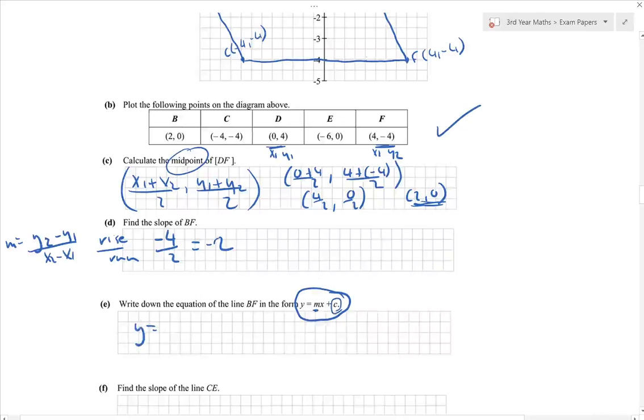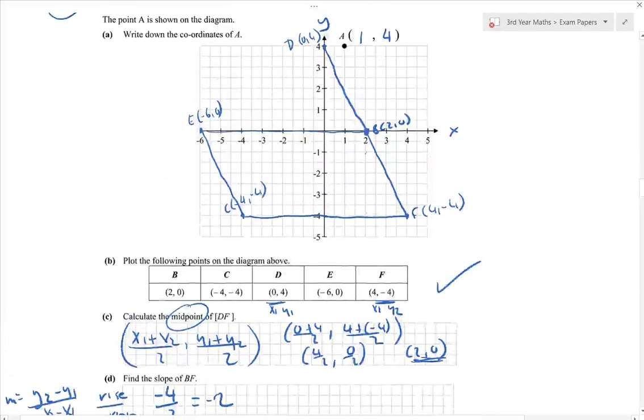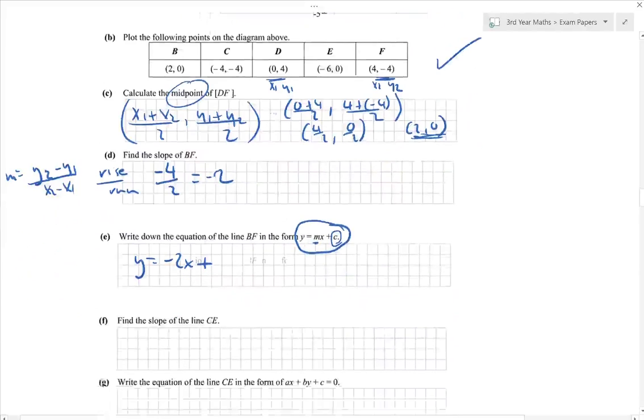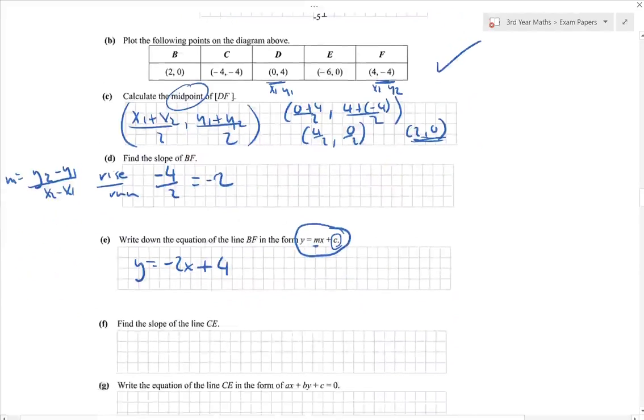So y equals minus 2x plus, we look up and see where the line crosses the y-axis, and it crosses the y-axis at 4. So very easy. The equation of the line is y equals minus 2x plus 4. You could use the other formula as well and then just isolate y on the left.